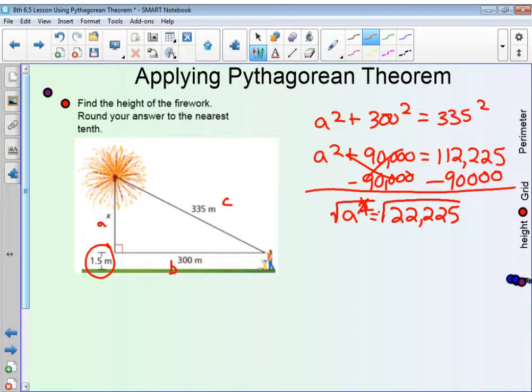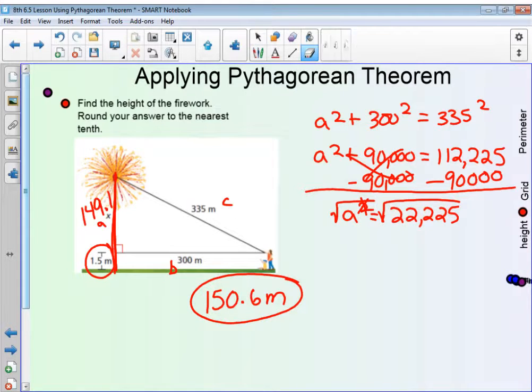So now to get rid of the squared, I'm going to do the square root to get rid of that. So the square root of 22,225 gives me 149.08. So if we go to the nearest tenth, it'd be 149.1 for this. Now, they want to know the height of that firework, so I have to include that 1.5. So I'm going to add plus 1.5 to my answer, and it's going to give me 150.6 approximately. So that firework is 150.6 meters above the ground.